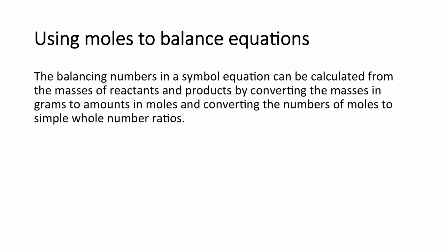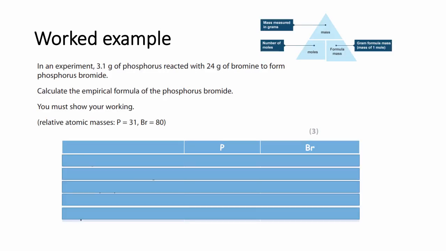We're now going to look at using moles to balance equations. The numbers in the chemical symbol equation can be calculated from the masses of reactants and products by converting the masses in grams to the amounts in moles and converting the number of moles to a simple whole number ratio. For example, if I had an experiment and I combined 3.1 grams of phosphorus and reacted with 24 grams of bromine to form phosphorus bromide, I could actually work out, using the simplest molar ratio, the formula of the reaction. So the best advice I can give here is to lay it out in a table format.